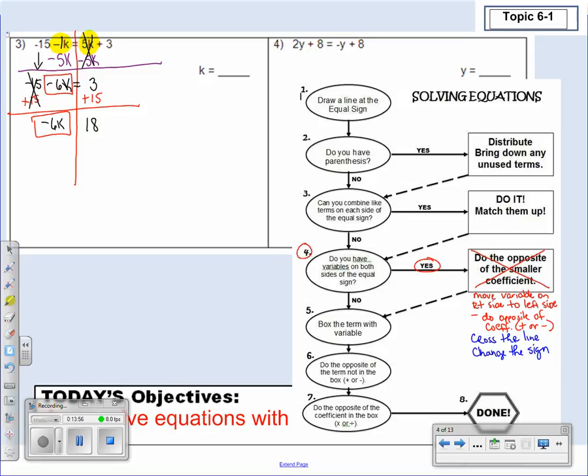The last is do the opposite of the coefficient in the box. That's the negative 6 times k. The opposite would be divided by. And we're going to divide by the number in the box. So we divide by negative 6. Negative 6 disappears. We have k equals 18 divided by negative 6 is a negative 3.